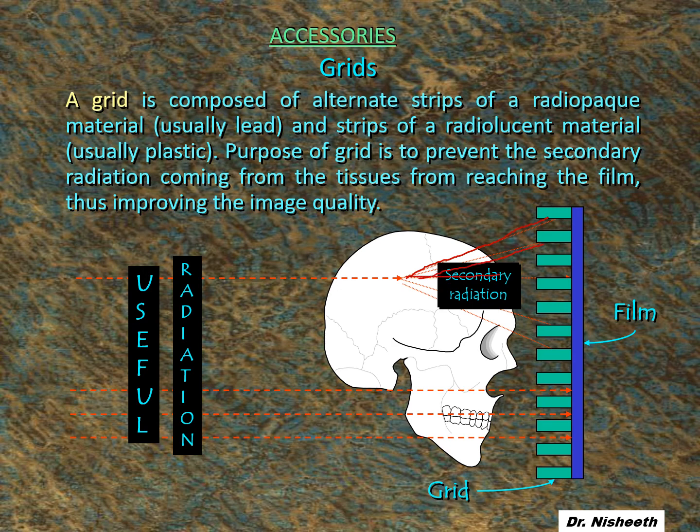Only the primary radiation which is parallel will pass, and the secondary radiation which is generated is blocked. So it does not expose the film and our image is not getting destroyed. This is the function of the grid. You draw this diagram for the grid and write this definition.